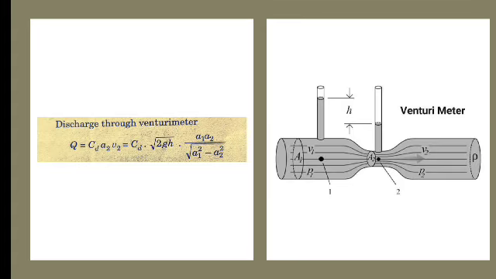Discharge through venturimeter. In this diagram we can observe venturimeter. So Q equals to Cd A2 V2, that is equals to Cd into under root of 2gh into A1 A2 by under root of A1 square minus A2 square. Very important formula.